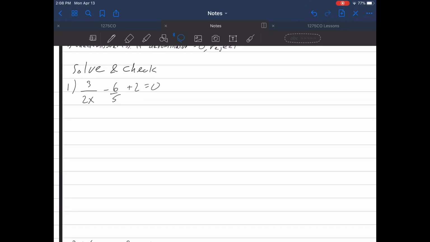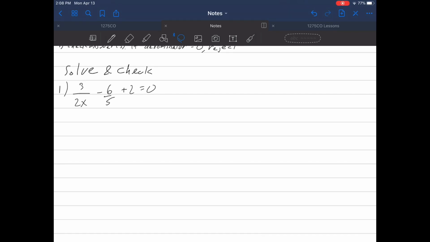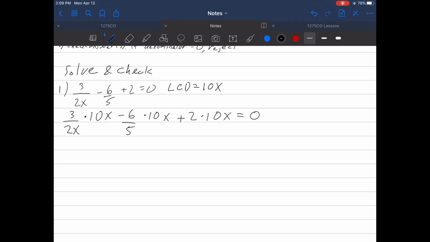So let's take a look at number 1 here. Solving and checking 3 over 2x minus 6 over 5 plus 2. Right? We have a least common denominator between 2x and 5. Our LCD is going to be 10x. So here's what we're going to do. We're going to take 3 over 2x times 10x minus 6 over 5 times 10x plus 2 times 10x equals 0 times 10x.